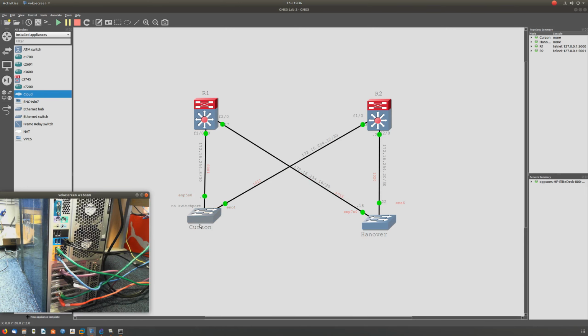This is Curzon, and this is how it's set up at the back of my computer. Let's have a look at these uplinks. Uplink 10 is a green one, 14 is a blue one.